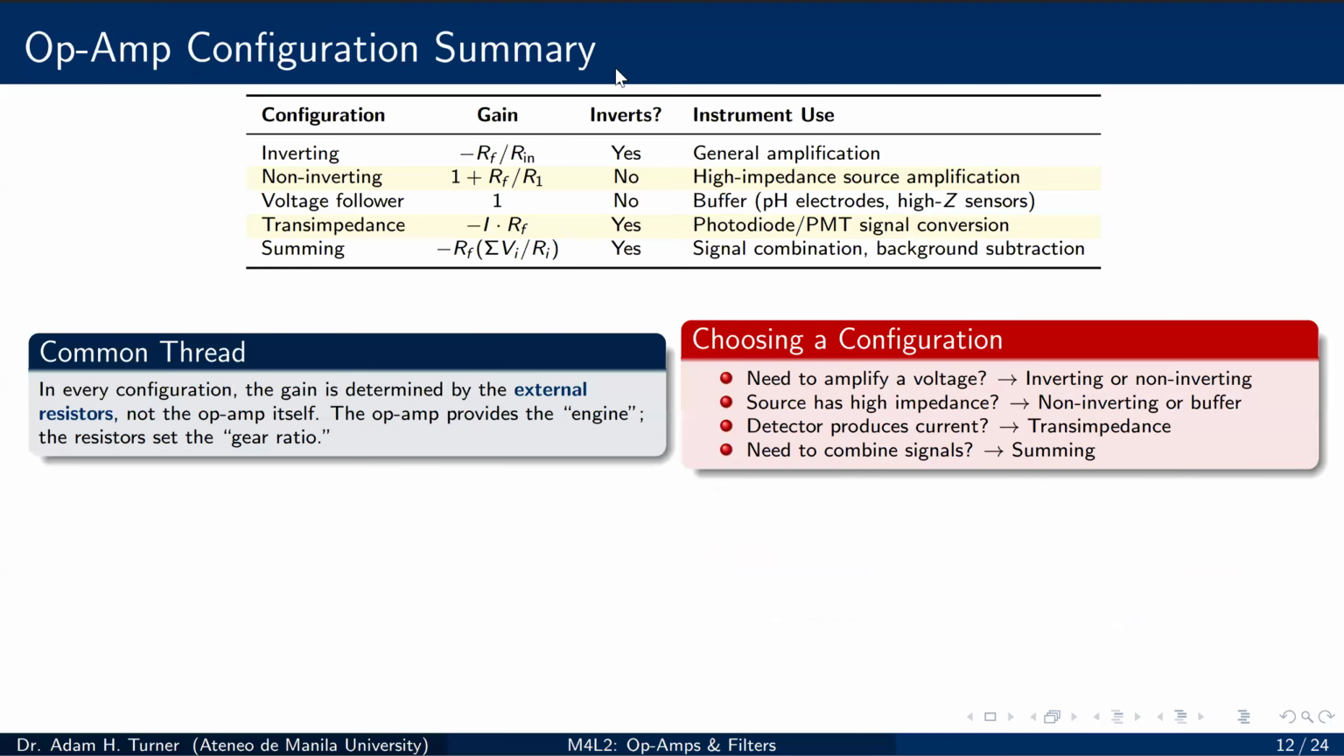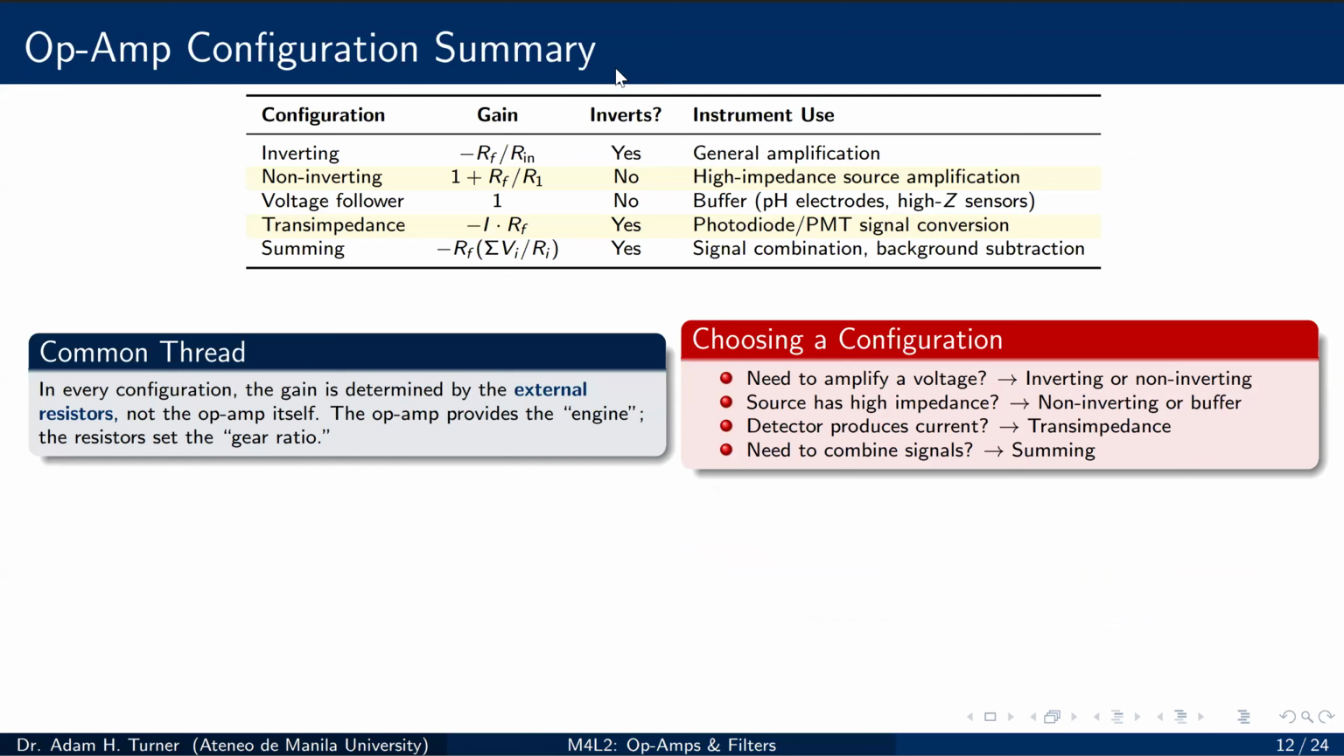So let's summarize. We have five configurations that we've covered in the slide, and this is a pretty useful reference. The key decision tree is choosing a configuration. Do we need an amplified voltage? We use an inverting or non-inverting. Source has high impedance, use non-inverting or a buffer. Detector produces current, transimpedance. Need to combine signals, summing.